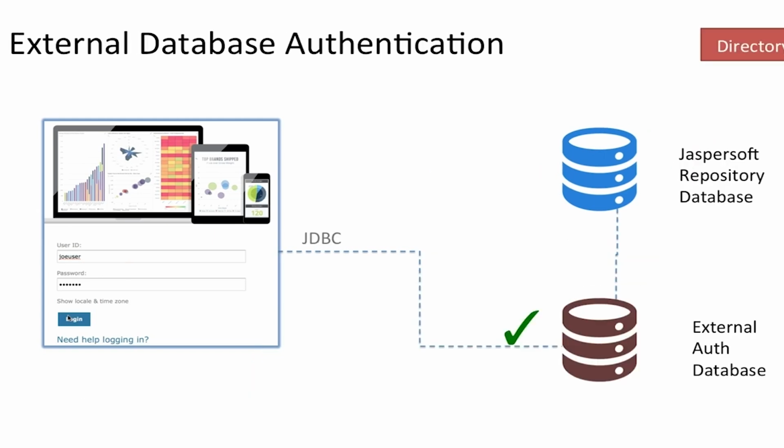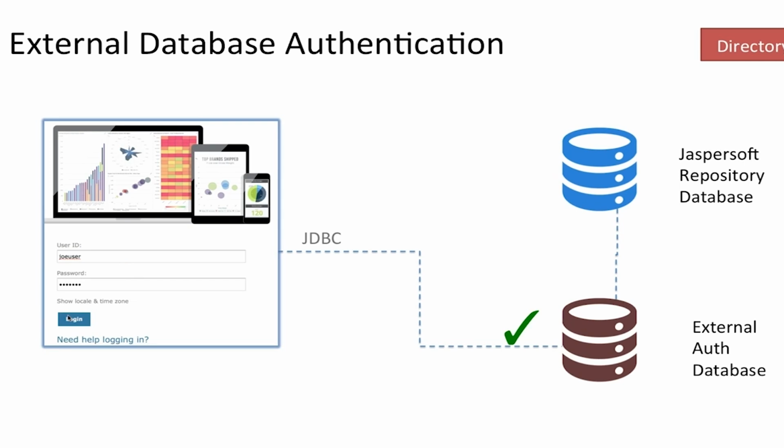Let's talk about external database authentication. This type of authentication falls underneath the directory category. In this process, a user attempts to log into Jaspersoft, passing username and credentials that should be stored inside of an external database. Via JDBC, the username and password will be passed over to this external authentication database. This can be a number of different relational databases.